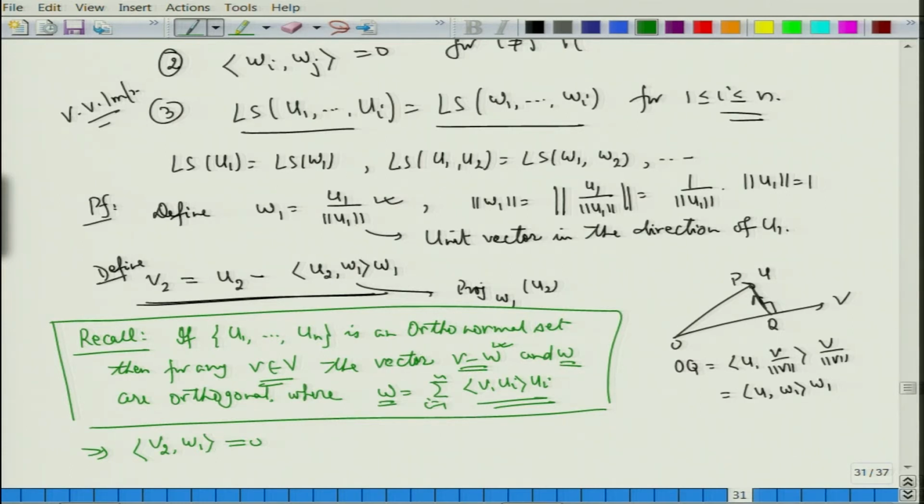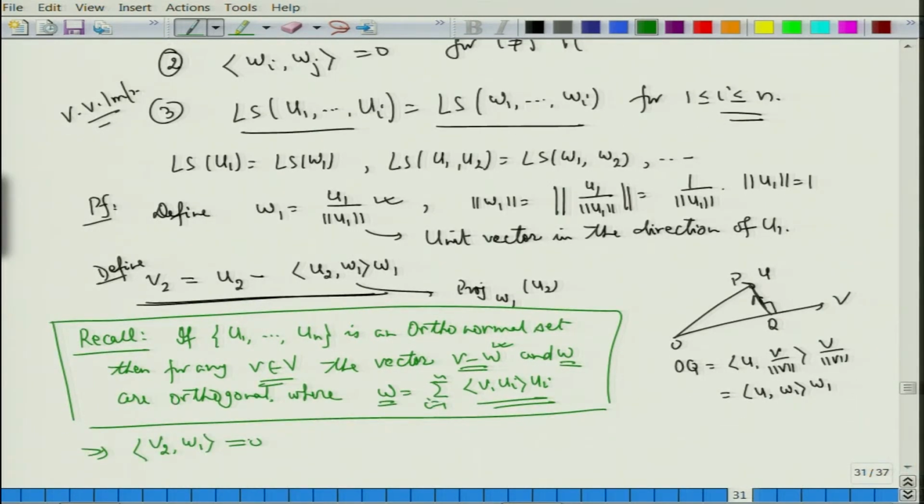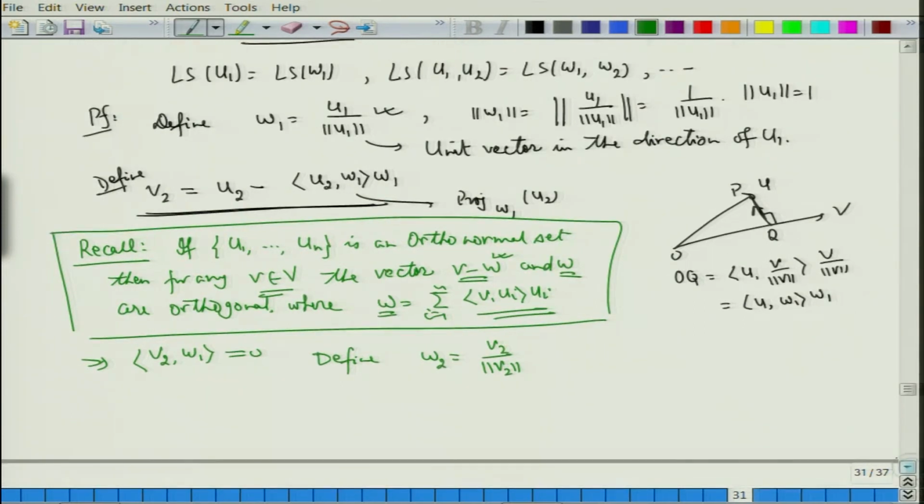I do not know whether the length of V2 is 1 or not. The idea was to get W2. So, the idea of the theorem was I want to get W2 so that the length of W2 is 1, fine. Length of V2 may not be 1. So, I have to get W2. So, I define W2 is equal to V2 divided by length of V2. Once I have defined this, this implies that length of W2 is 1.